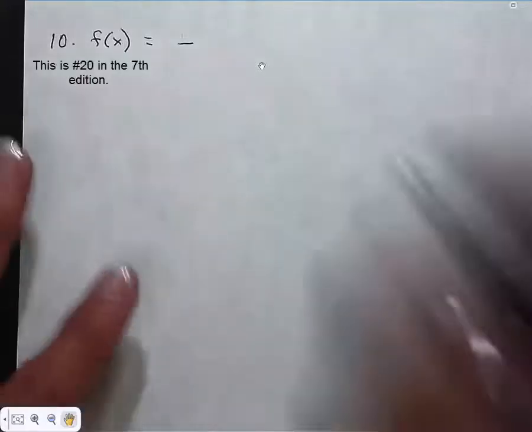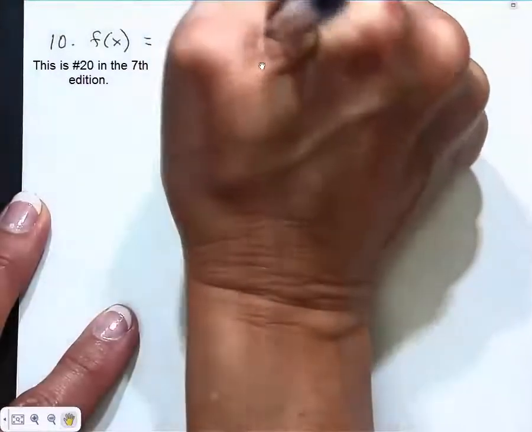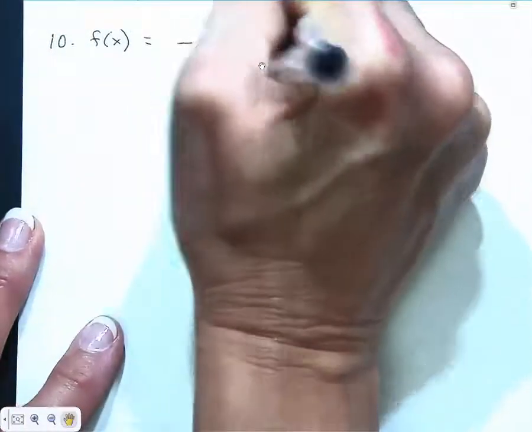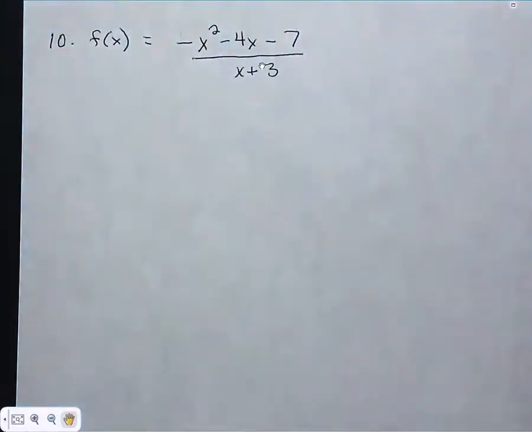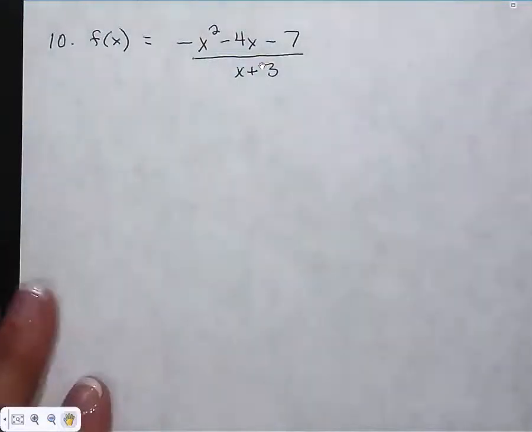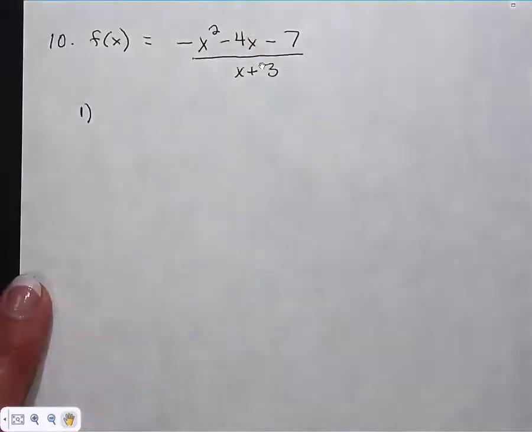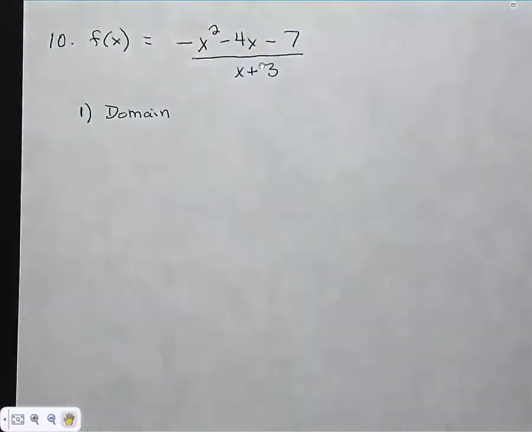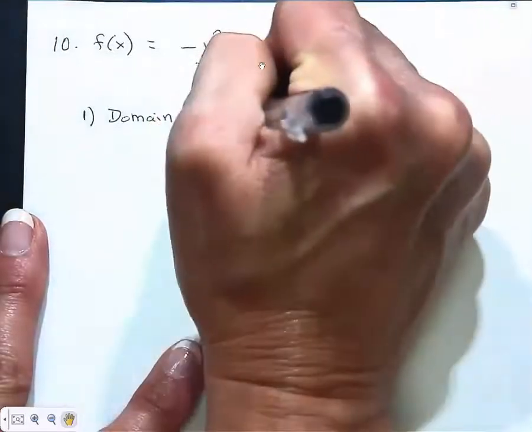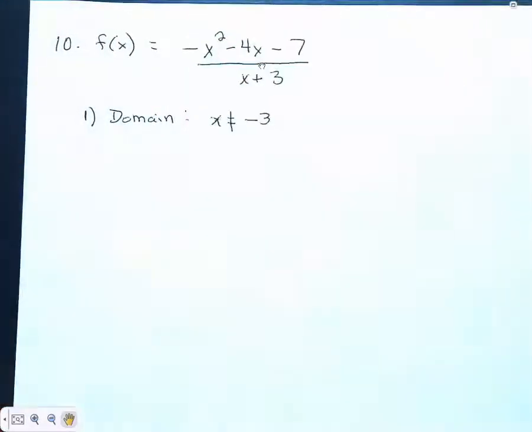All right, number 10 is negative x squared minus 4x minus 7 over x plus 3. I want you to label number 1, domain. And before I just jump right in there, no, I can go ahead and say that the domain is everything except for what? Negative 3. And I'm pretty sure that at negative 3, what will happen? That there will be a vertical asymptote.